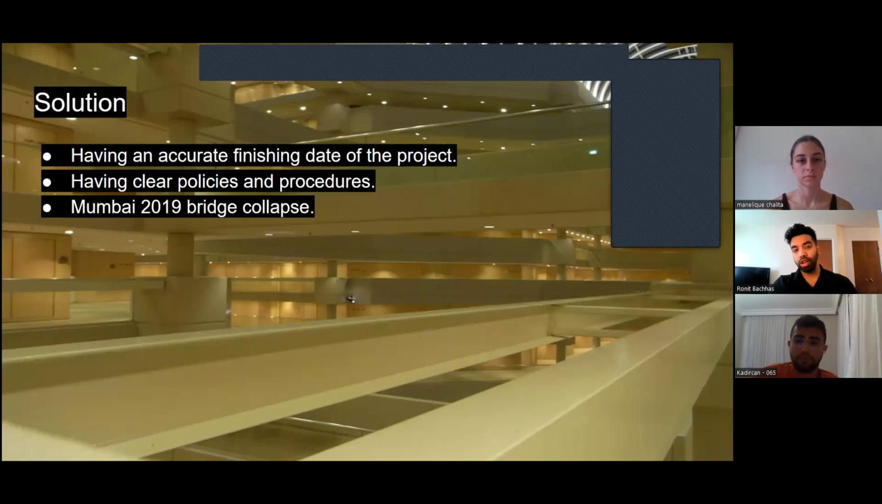They should have followed the clear policy and procedures, and they should not have rushed the project to finish and open the hotel. They should have taken their time.